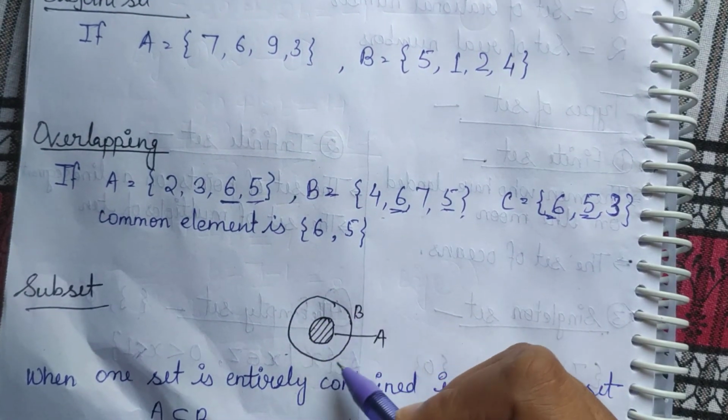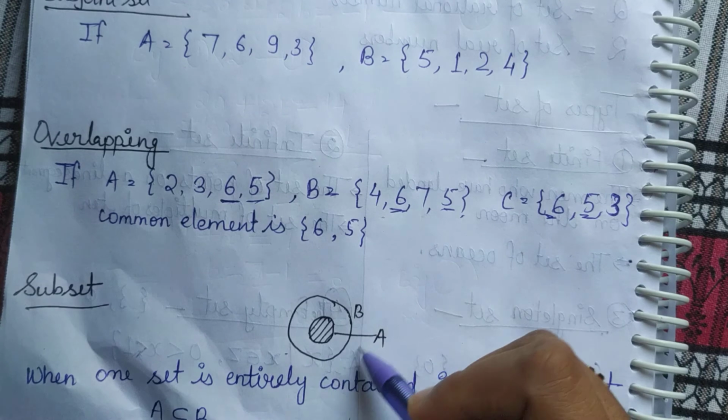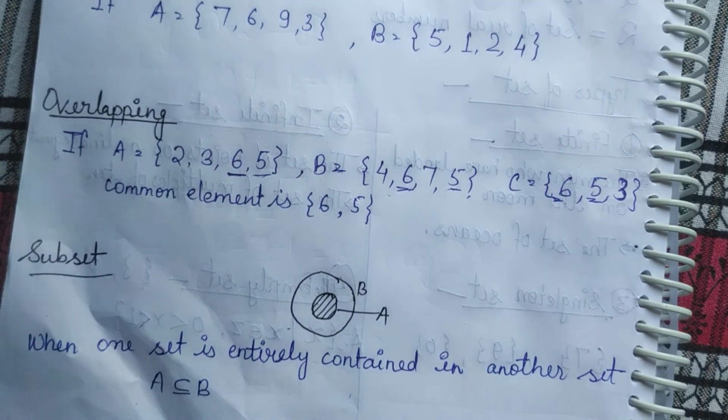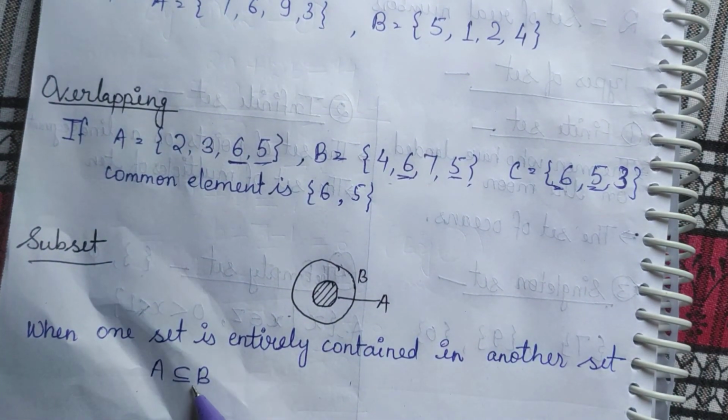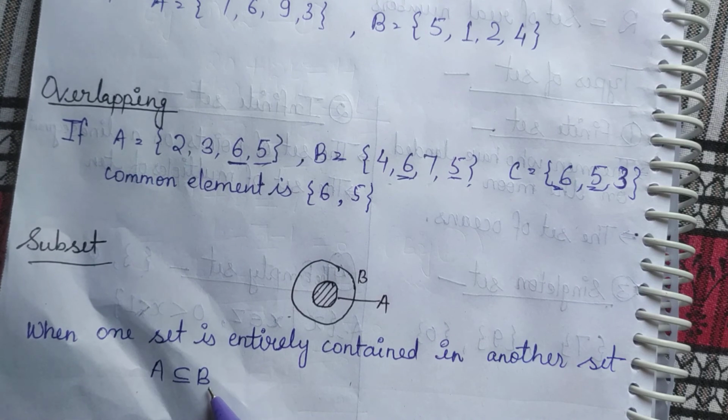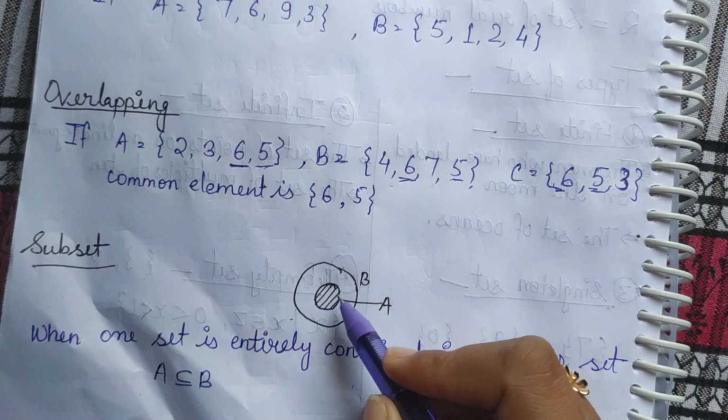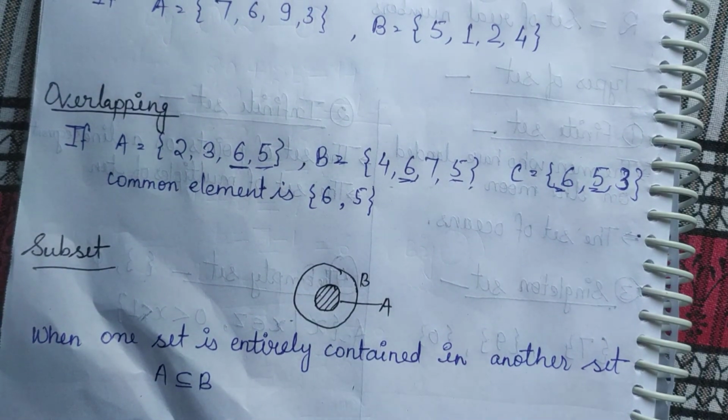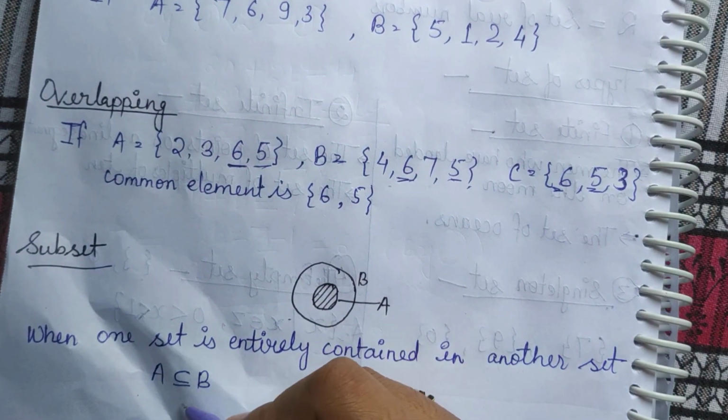Here you can see set A is entirely contained in set B, so you can say set A is a subset of B. If it is not there in set B, then you can write A is not a subset of B.